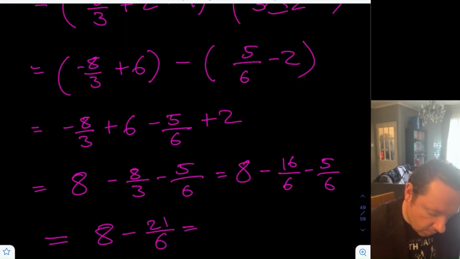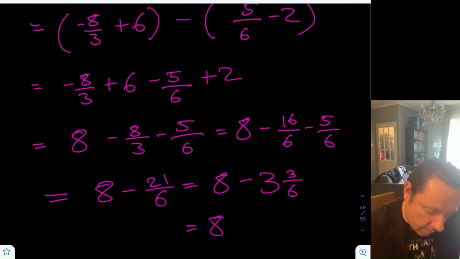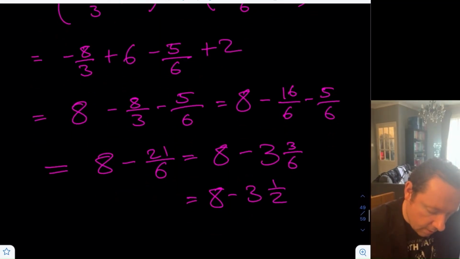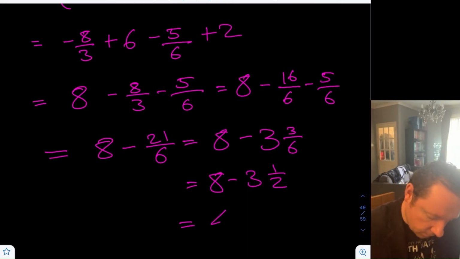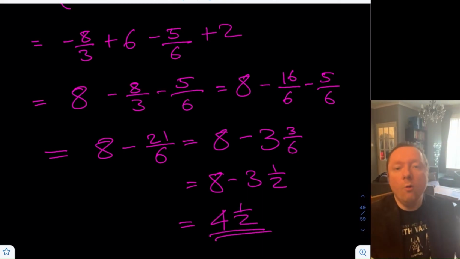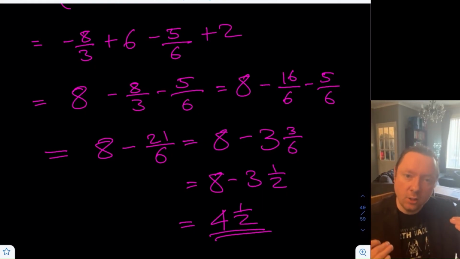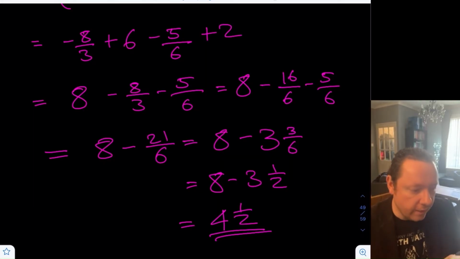Changing that to a mixed number, 8 minus 3 and a half. 8 minus 3 is 5, minus another half is 4.5. Don't worry about all that extra substitution and what you need to do. You get most of the marks for getting to the point of substituting in. Okay, so don't worry if you can't get that far.